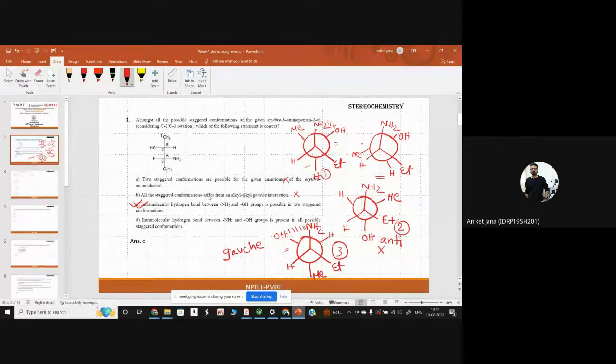In the second one, it is saying that all the staggered conformations suffer from alkyl-alkyl gauche interaction. So it is also not correct.